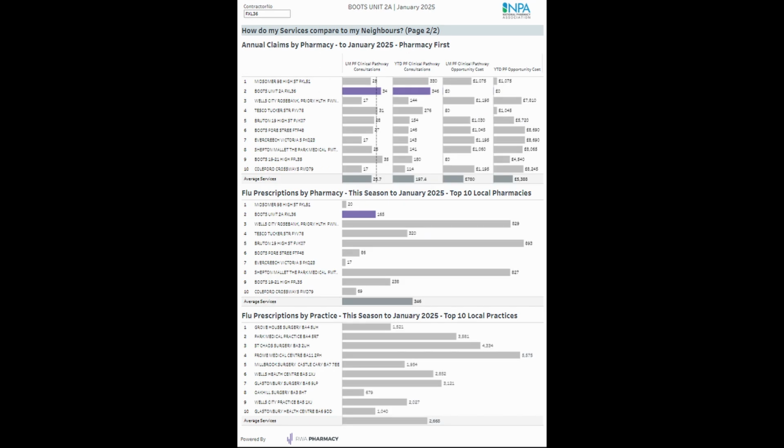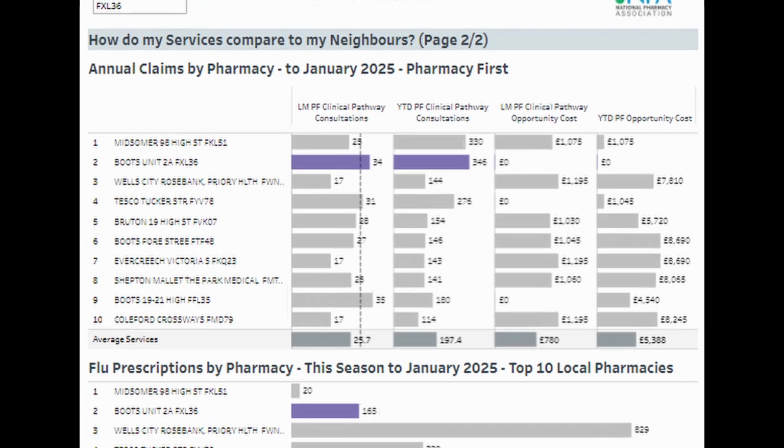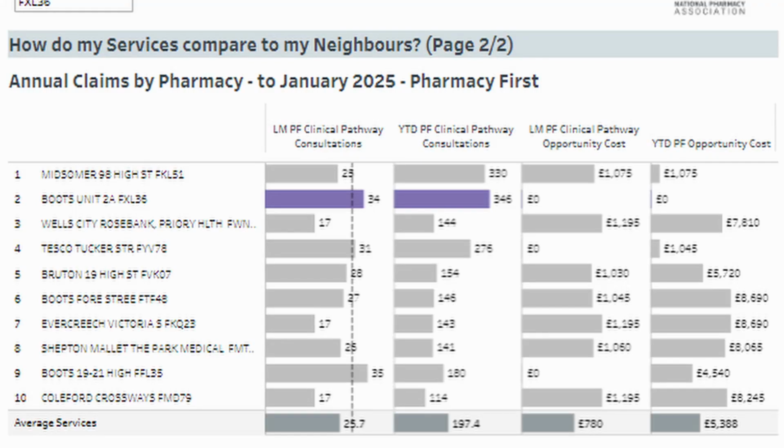This page continues with a service comparison from the previous one, but focuses specifically on Pharmacy First. For each pharmacy listed, you'll see how many clinical pathway claims they've made in each category over the past year. This includes figures for the latest month and year-to-date consultations and the opportunity costs over these same periods. The Pharmacy First threshold is referenced by the dashed line.